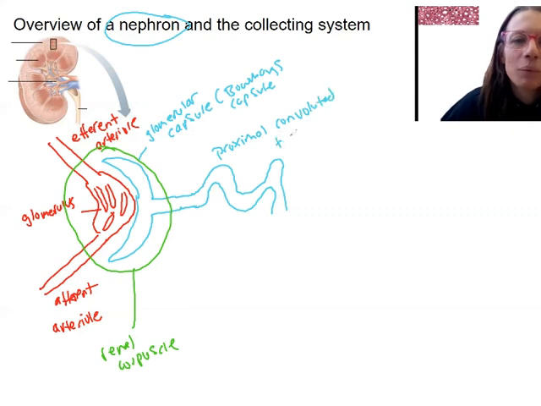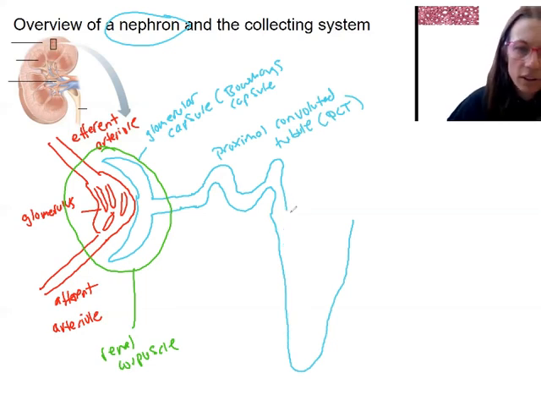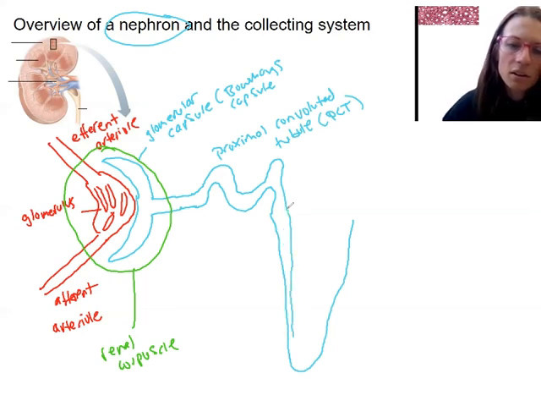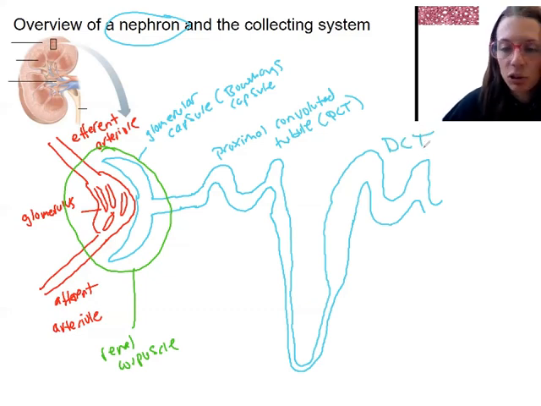Convoluted means twisted, right? And it's proximal to where filtration occurred. We're then going to have a nephron loop. It's going to dip down, have a thin portion and a thicker portion, and then form the distal convoluted tubule. I'm just going to write DCT, distal convoluted tubule. And here's our nephron loop.